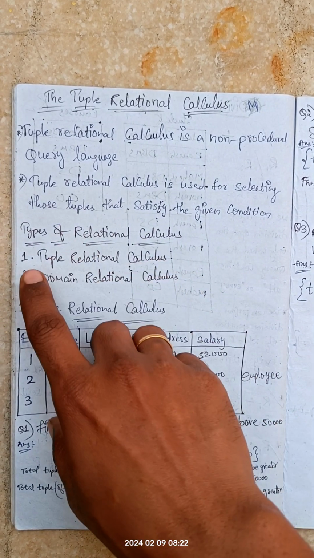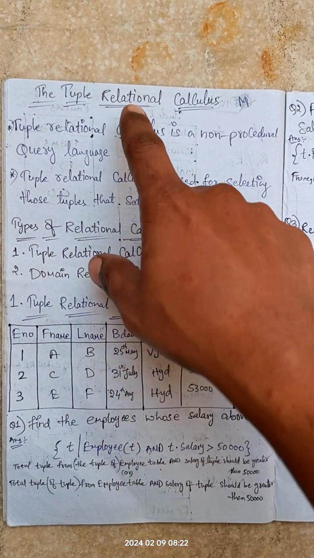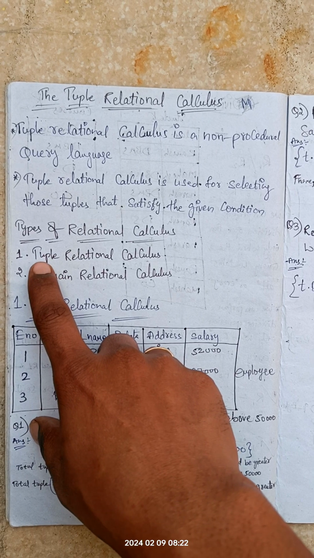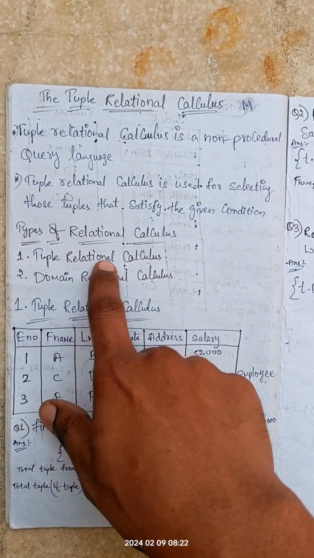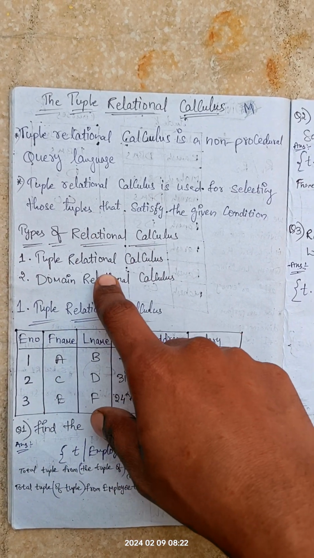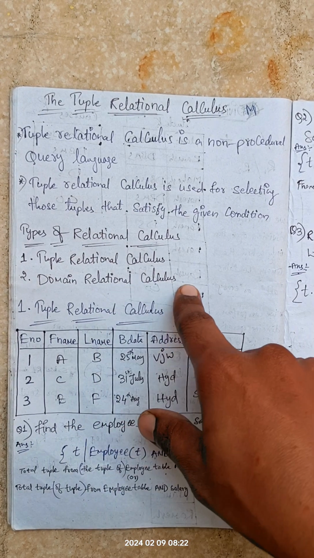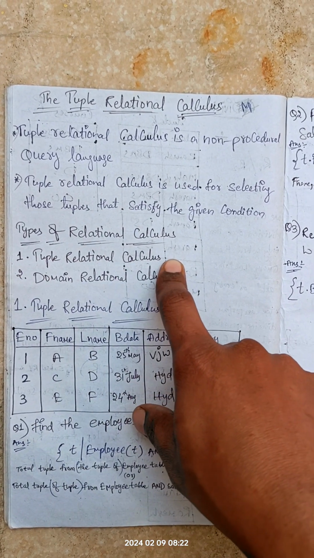These are the types: tuple relational calculus and domain relational calculus. So these are the two types. About this we will see in the next video, but now I am explaining about the tuple relational calculus.